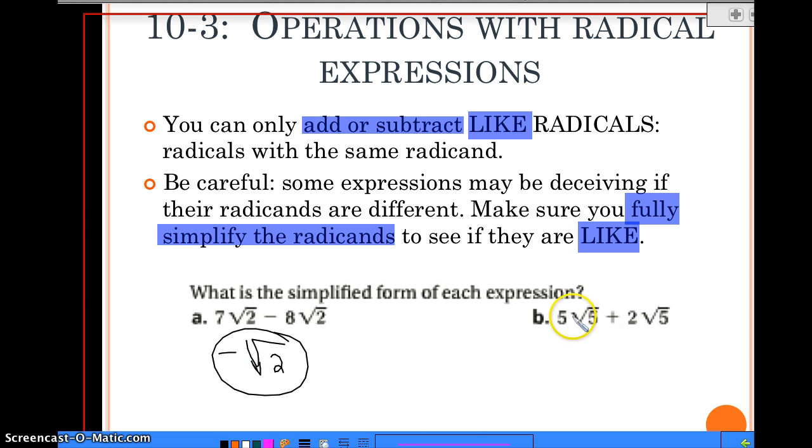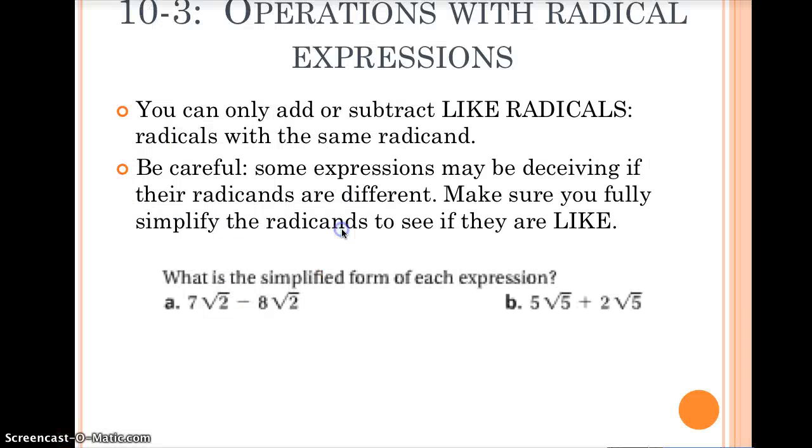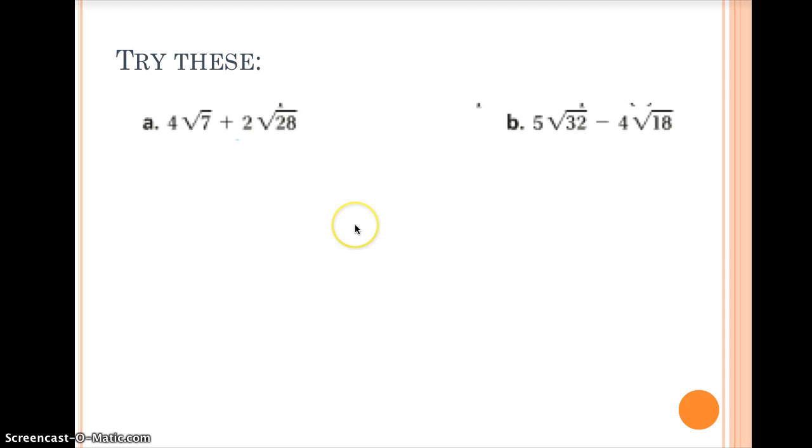In the second one, we have 5 root 5 plus 2 root 5, that is 7 root 5, and root 5 doesn't change. Okay, these two questions were set up easy because the radicands were already like or easily seem to be like. Let's look at some that are not.